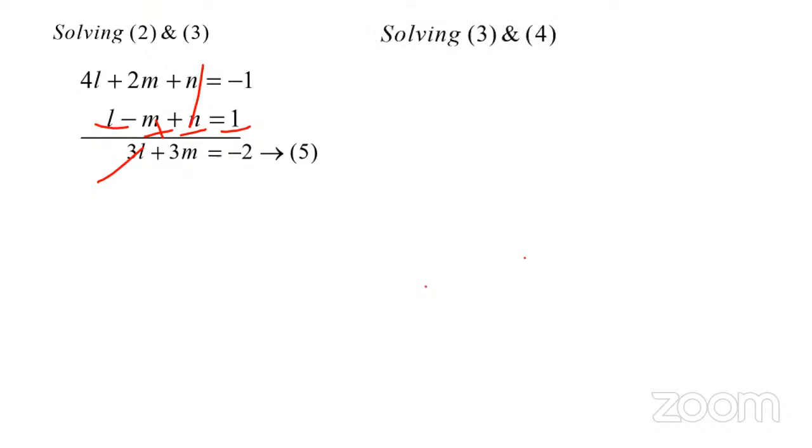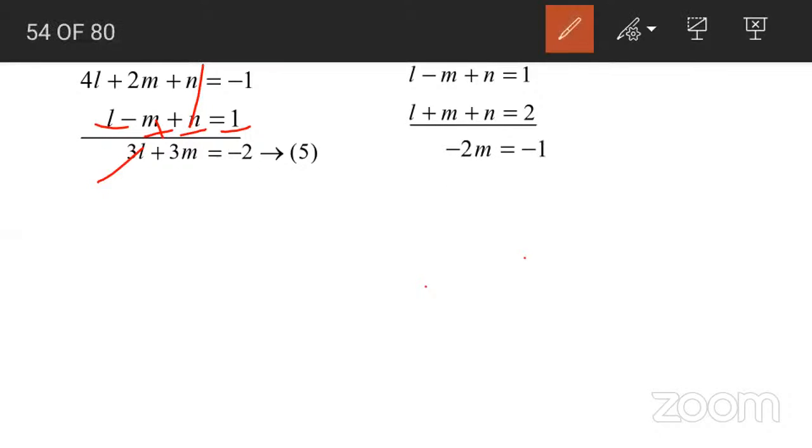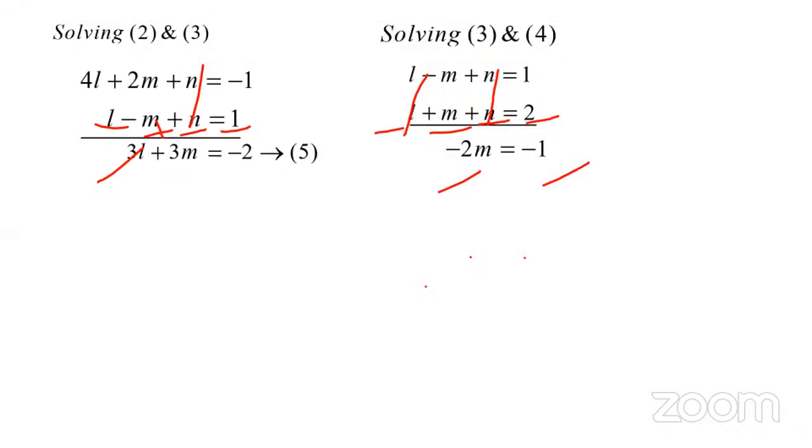Then solving 3 and 4: l minus m plus n equals 1, and l plus m plus n equals 1. Subtracting, l gets cancelled and n gets cancelled, because of the minus signs. So you get minus 2m, and 1 minus 2 is nothing but minus 1. So minus 2m equals minus 1, then m equals 1 by 2.